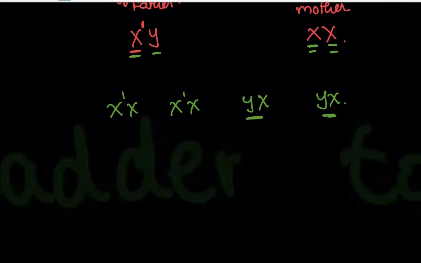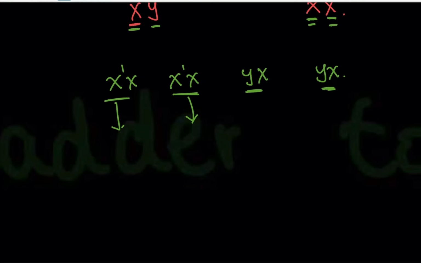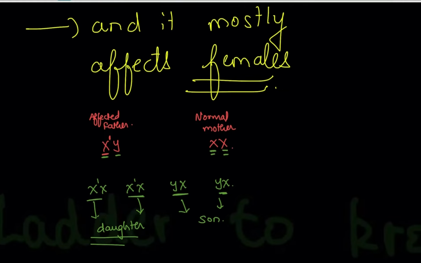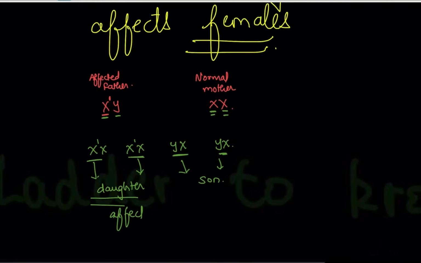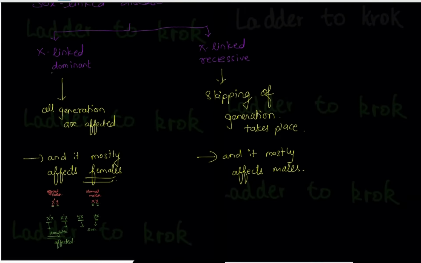Y, X is nothing but boy. So you can see here the affected one is coming, right? So affected one is coming, and XX is a genotype for females. So here these are daughters and these are the sons. You can see son doesn't have an affected X, right? So son is not affected, but daughter is affected. That's why I said that females are affected in X-linked dominant disease.